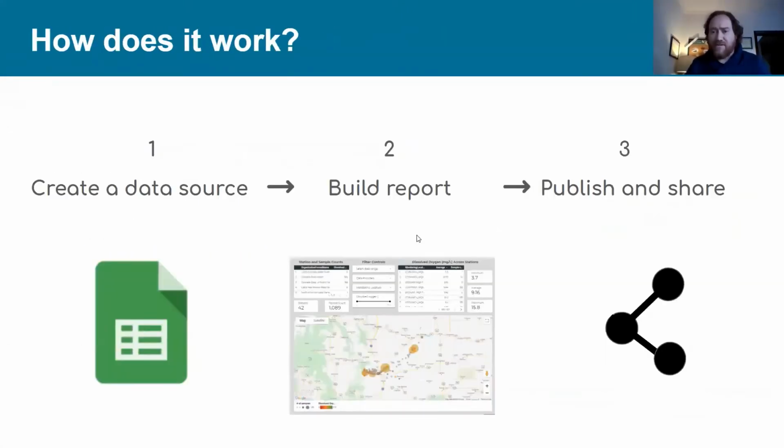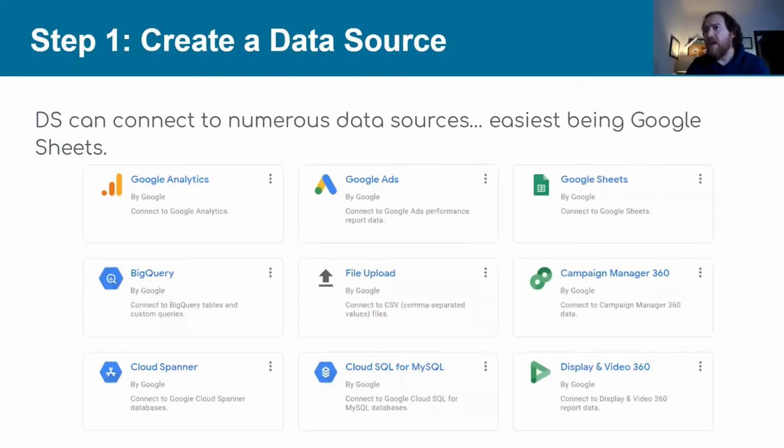Let's go ahead and talk about how it works. So the 3 steps basically: create a data source, build a report, and then share it. And of these 3 steps, step 1, as Musconetcong could probably attest, is the most difficult. If your data is not ready and formatted without errors and omissions for analysis, that's probably where you're going to spend most of your time. So let's talk about that first step.